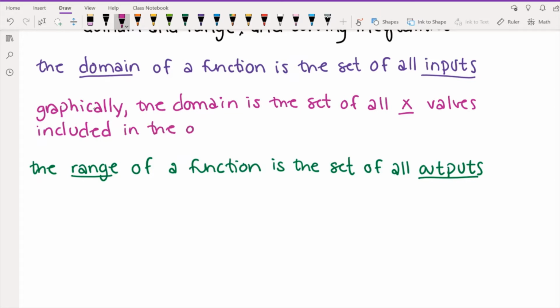And then similarly, if you are looking at the range, well, then the range is the outputs. And remember, outputs are y values when you're looking at a graph. And so instead of looking at all the x values, you're now looking at all the y values included in the graph.